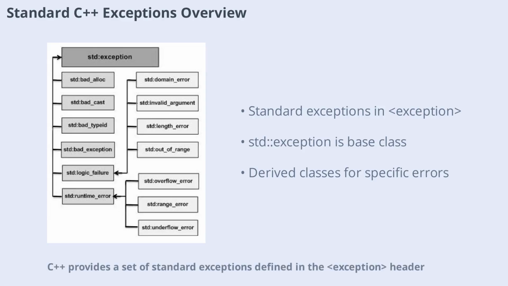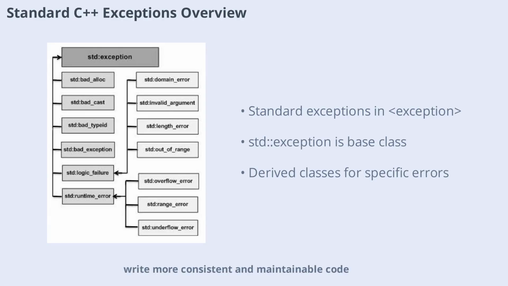C++ provides a set of standard exceptions defined in the exception header. These exceptions are organized in a hierarchy with std::exception as the base class. Derived classes include bad_alloc, bad_cast, logic_error, and runtime_error, among others. Using these standard exceptions helps you write more consistent and maintainable code.